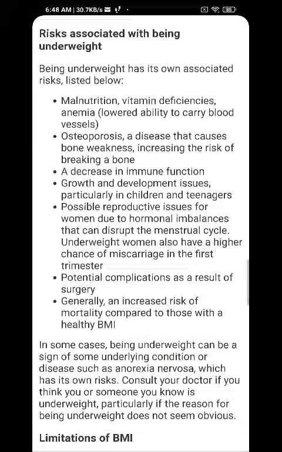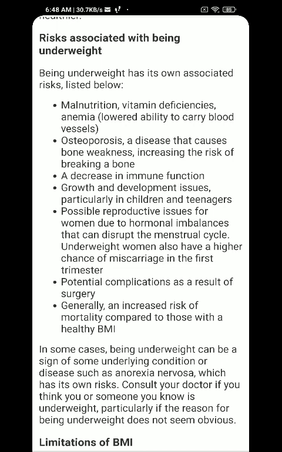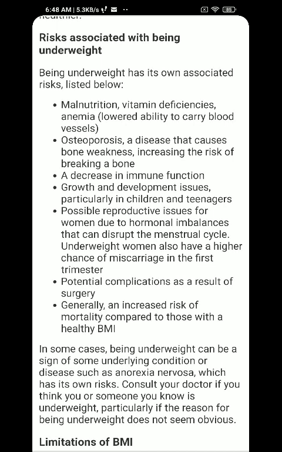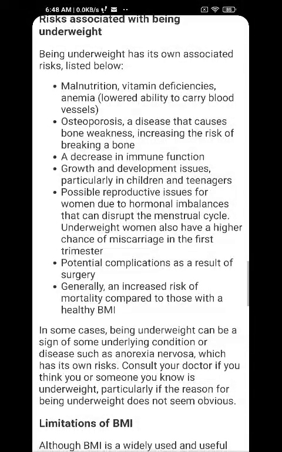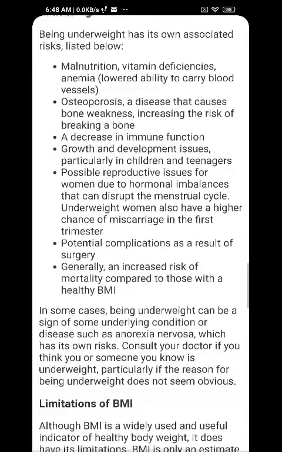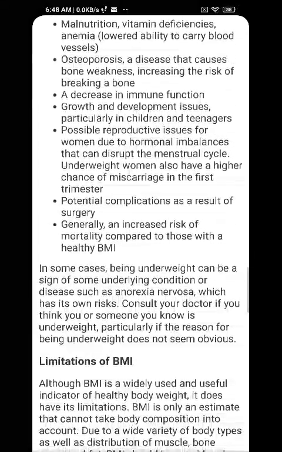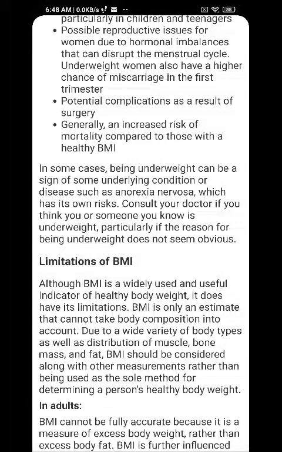So in some cases, being underweight can be a sign of an underlying condition or disease such as anorexia nervosa, which has its own risks. Consult your doctor if you think you or someone you know is underweight, particularly if the reason for being underweight does not seem obvious. Here are the limitations of BMI.